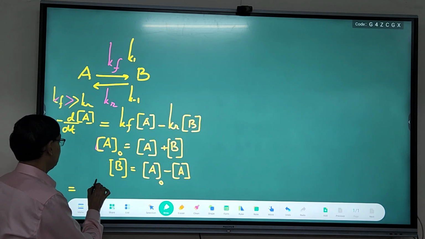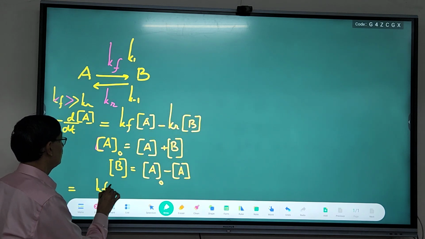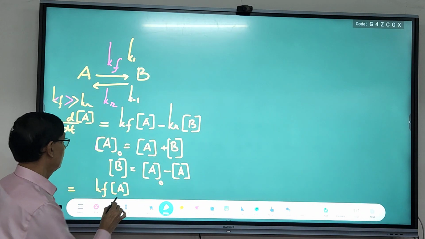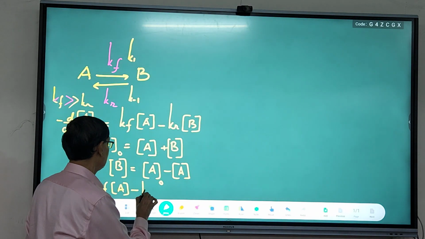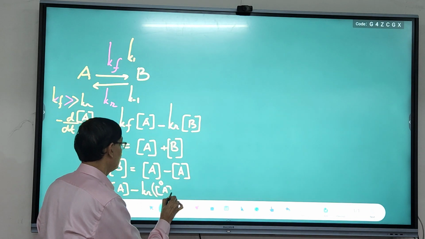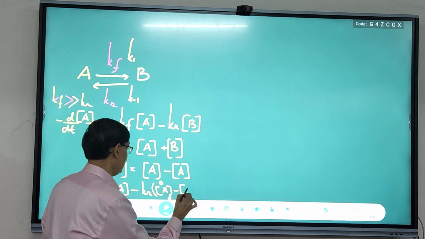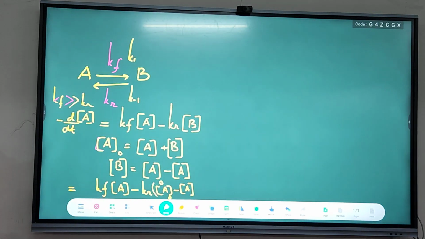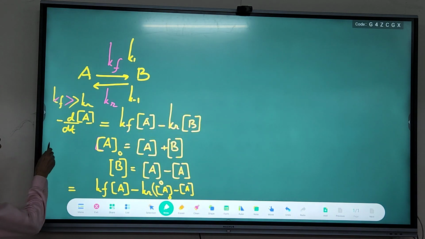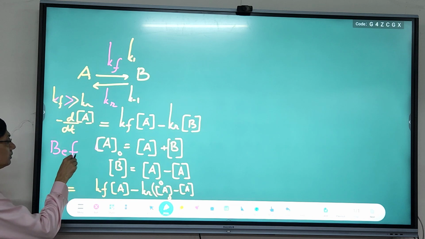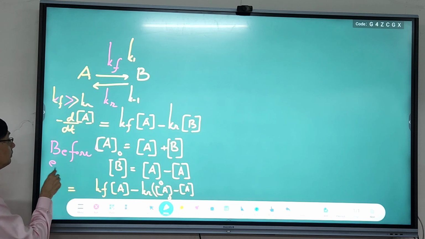So I can write like that, kf A minus kr (A0 minus A). Now whatever we are doing, that is before equilibrium. Bear in mind, before equilibrium.